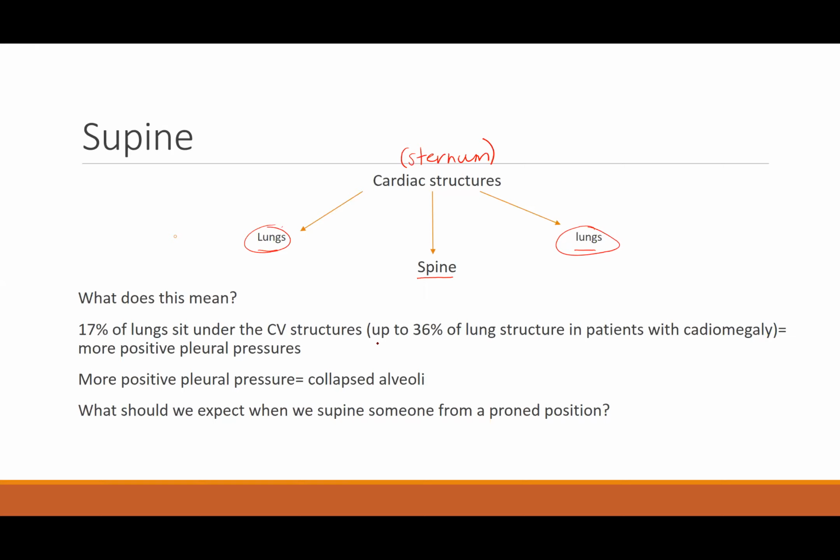And what is our primary goal when we want to treat ARDS? Of course, recruitment of the alveoli. So if this is our main goal, to recruit the alveoli, then why would I want to be putting pressure and making that more difficult than it already is, on perhaps around a third of the lung structures? Well, I wouldn't. That's another reason why prone positioning can be really beneficial in these patients. So the last question down here says, what should we expect when we supine somebody from a prone position?